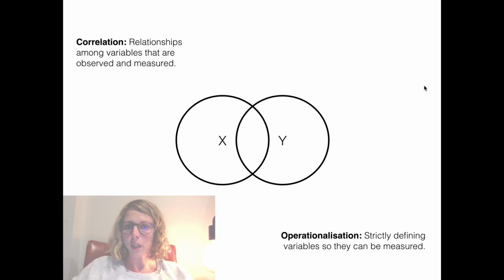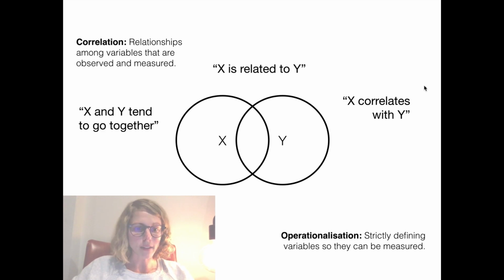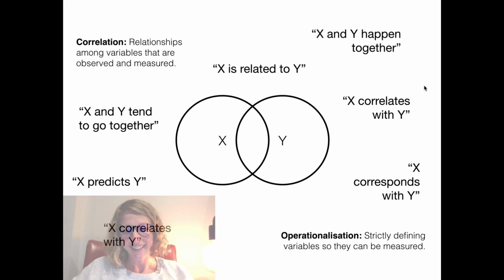So what kinds of claims are we talking about when we do correlational research? Well, the kind of things that we might claim from a correlational study are things like X is related to Y, or X correlates with Y, or X and Y tend to go together, or X corresponds with Y, or X predicts Y. These are the sorts of claims that we can make based on correlational research, right? So it's when things tend to go together is a really good way of thinking about correlation.